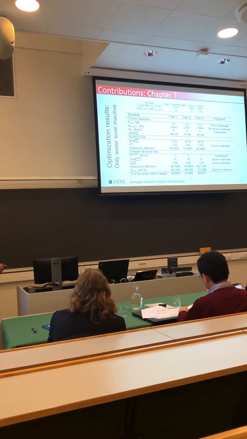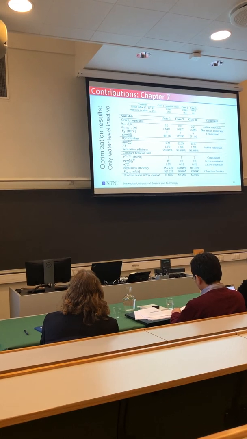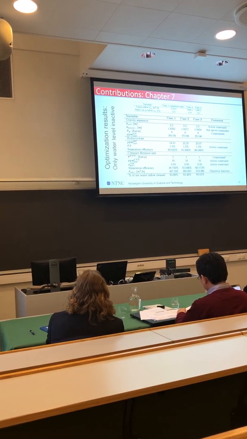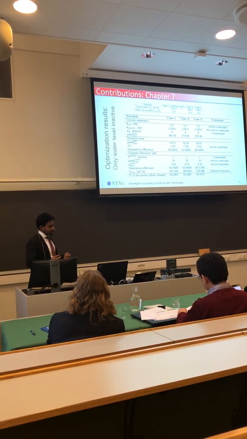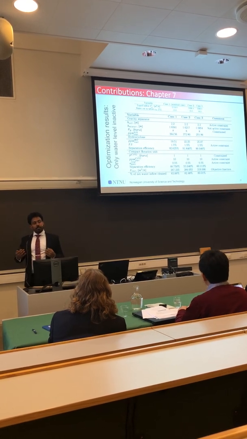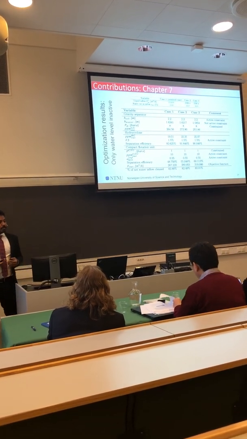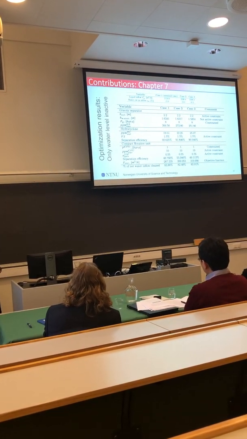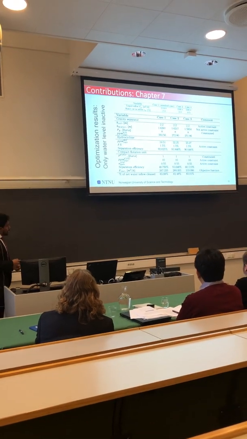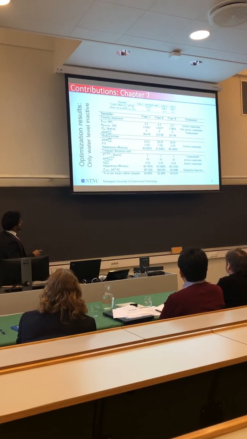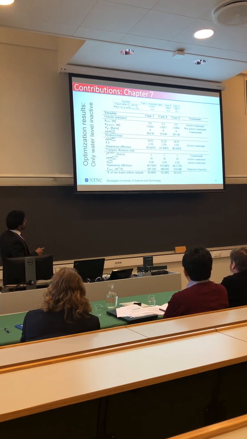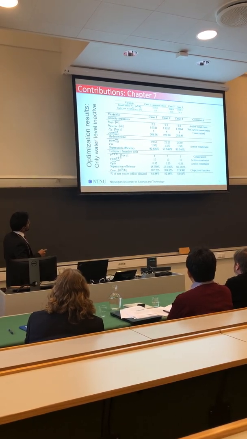Here we see that out of this, 1, 2, 3, 4, 5, and 6 are constrained at their constraints. So those are the ones we have to control at their constraints. That leaves us with only 1 degree of freedom that is not active. And let me talk about that degree of freedom, and that is the water level. All other constraints are active.